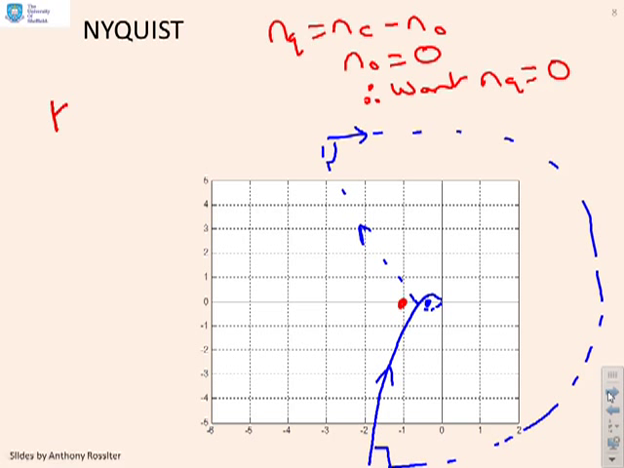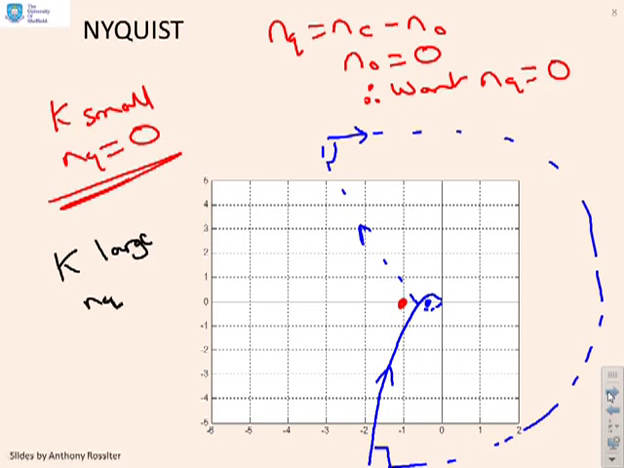What you'll see is if K is small, NQ equals 0. You will also see that if K is large, then NQ will be 2, and that would imply 2 right half plane poles. So that's what you can see from Nyquist. If I do a larger K, just so you can see, with this black plot, a larger K would get something like this, and therefore you can see you get your 2 encirclements of the minus 1 point.